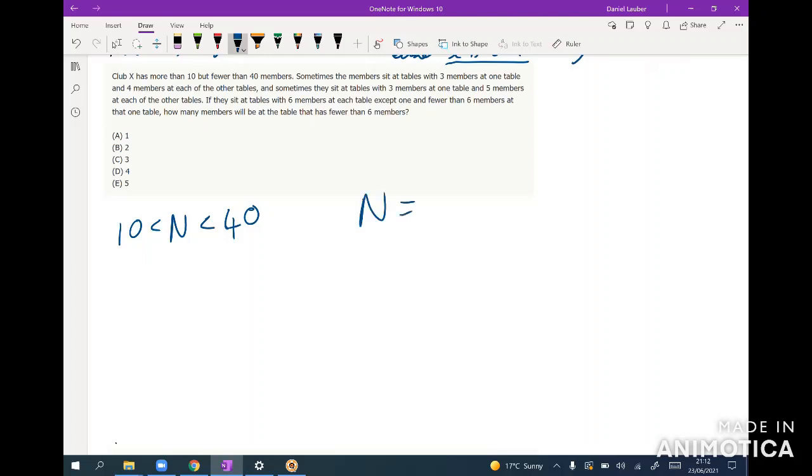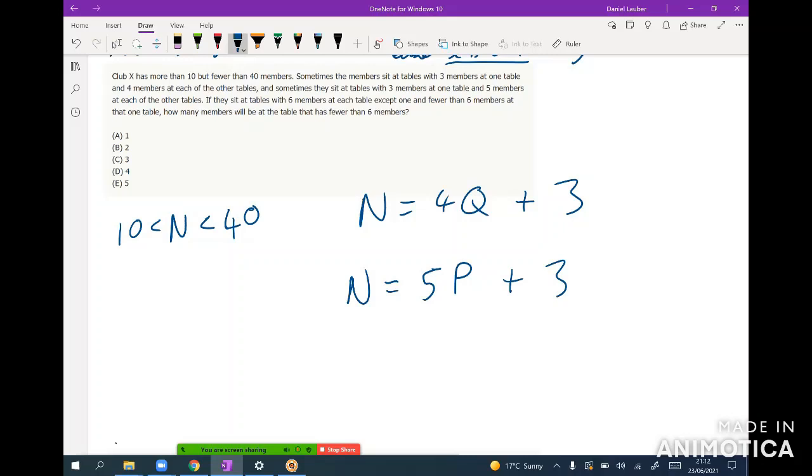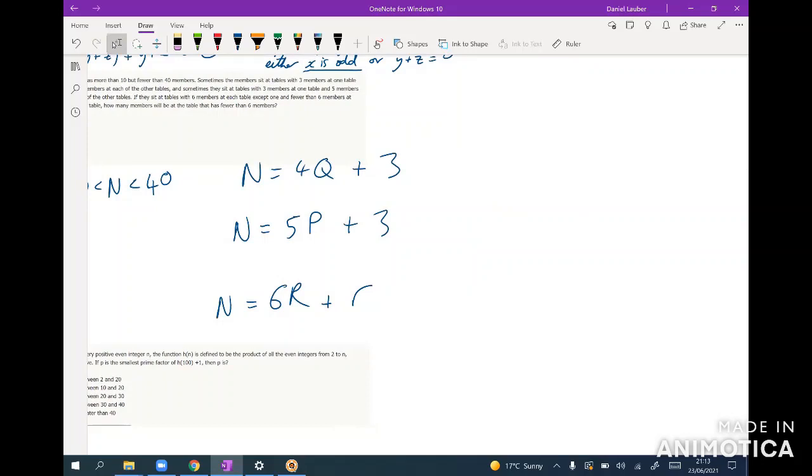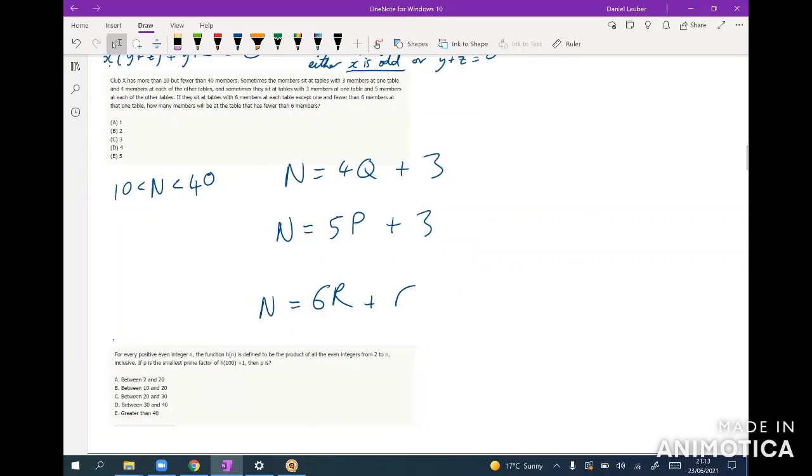Well, it's told us that n equals a bunch of 4s plus 3 left over. And then it's also told us they sit at tables with 3 members, so a bunch of 5s with 3 left over. And then the question is, if they sit at tables with 6 members at each table, plus some amount at the other one, how many will be left? So effectively, we need to find n. Well, okay, it's just a multiple of 5 plus 3. So what could n be?